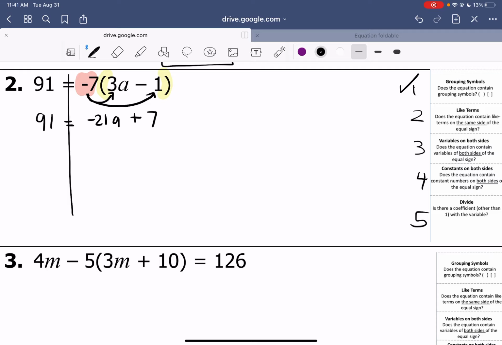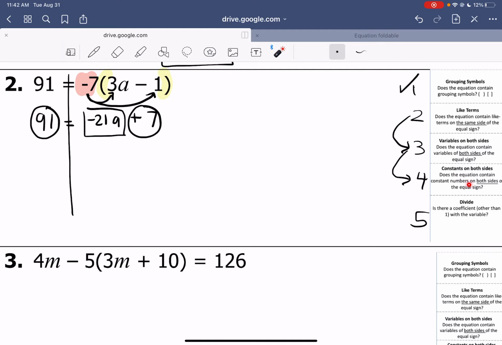Now our question 2, does the equation contain like terms on the same side of the equal sign? Over here on the left, we just have a 91, and on the right, we have a variable and a constant. So those can't be combined, so we're just going to go to number 3. Does the equation contain variables on both sides? Well, no, we only have variables on the right side, so let's go down to number 4.